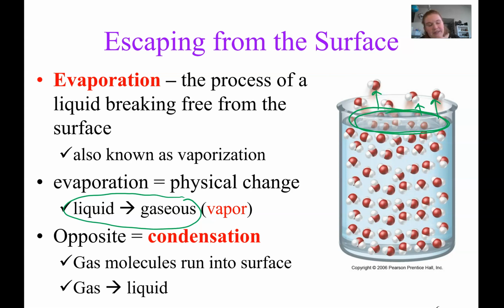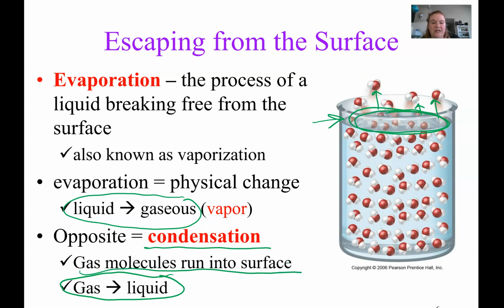We'll talk about boiling in a couple slides, so we'll talk about the difference, but remember that this is surface only. The opposite of this, so going from a gas back into a liquid, is condensation. So once we have those gas molecules, we know that gases are always moving around crazy all the time. If those gas molecules run into the surface of that liquid, they can get turned back into a liquid.